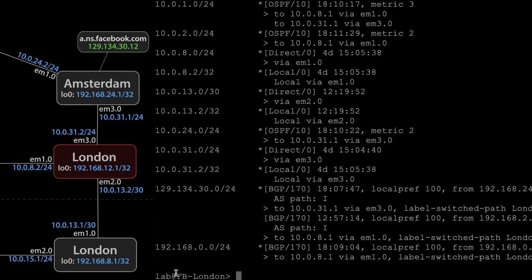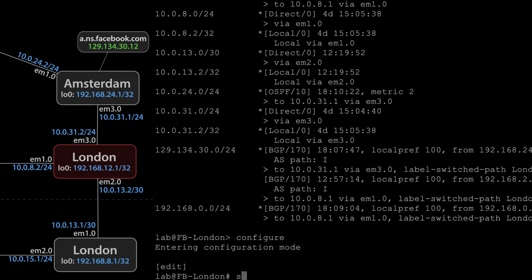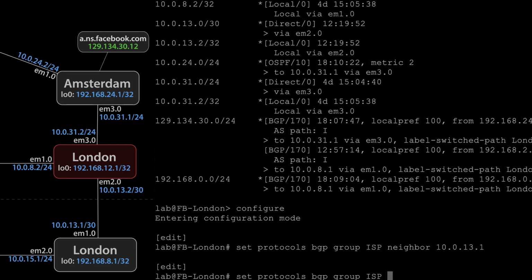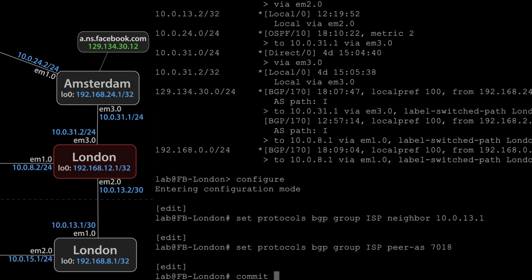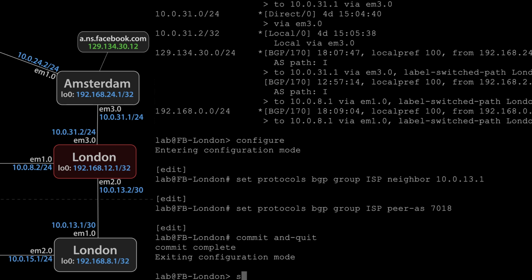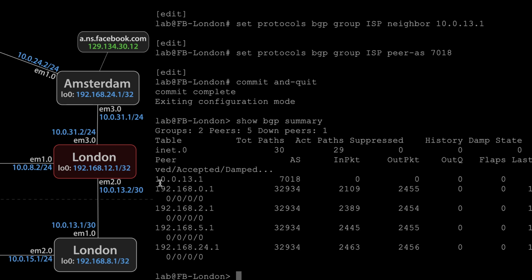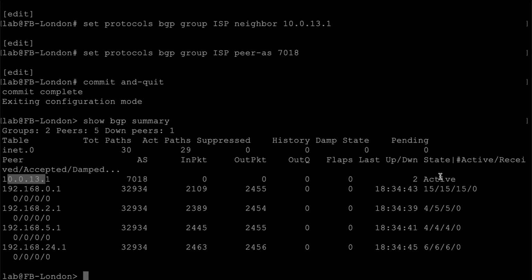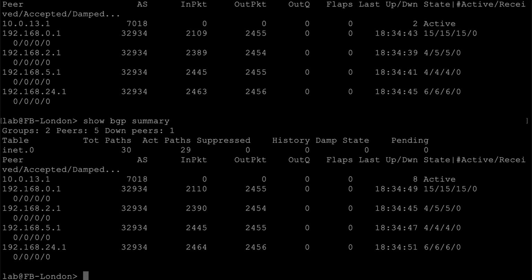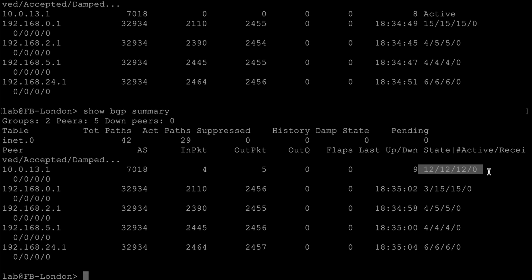And then on the Facebook side, this is the Facebook router in London. The BGP neighbor is going to be 10.0.13.1. And the peer AS is 7018. So I'll commit that. And we've got that neighbor now. And we'll just give it a minute here, and it should become established. And there it is. So that's established now.